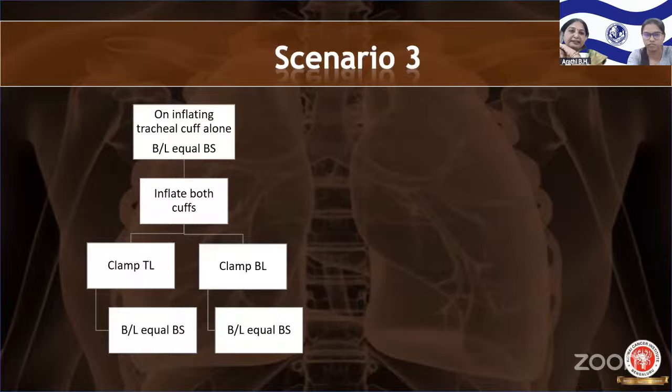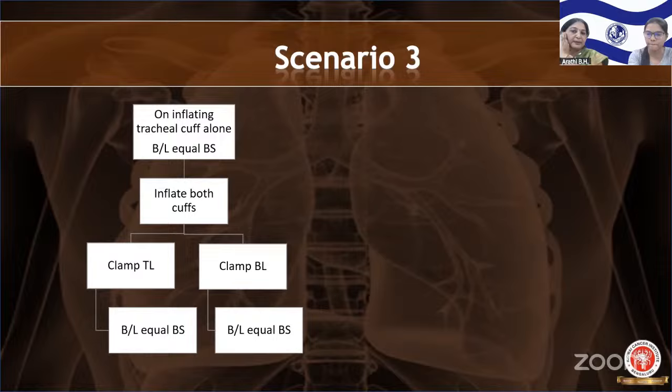Now going to scenario 3, here again DLT is placed. On inflating the tracheal cuff, I can hear bilateral equal breath sounds, which is normal. Then I inflate both the tracheal as well as the bronchial cuff. Then I clamp the tracheal lumen. I hear bilaterally equal breath sounds. Ideally, I should not hear breath sounds on the right side, but I'm able to hear bilaterally equal. Then I clamp the bronchial lumen. Again, I hear bilaterally equal breath sounds.